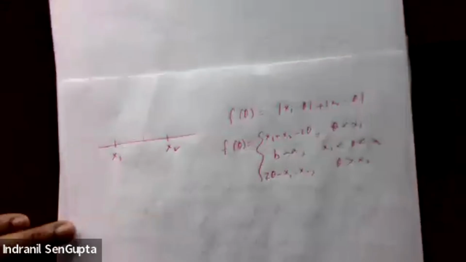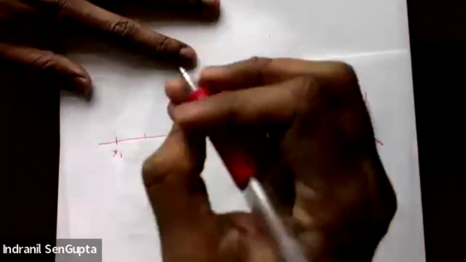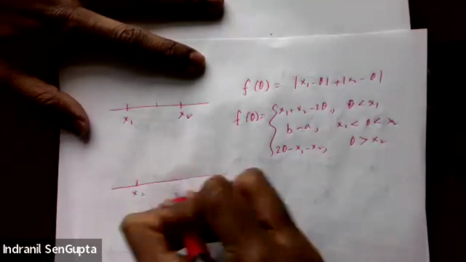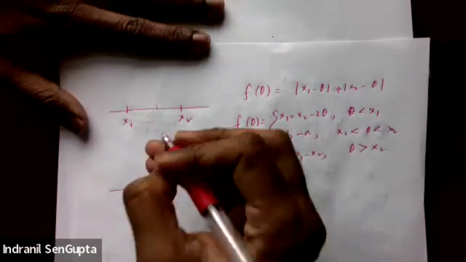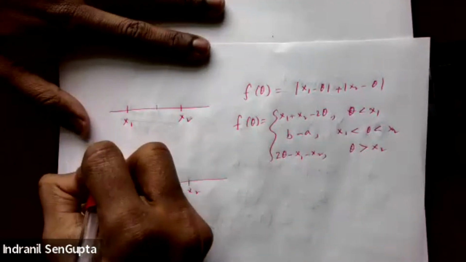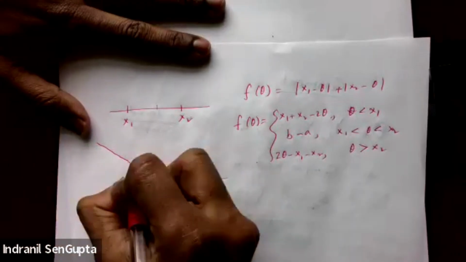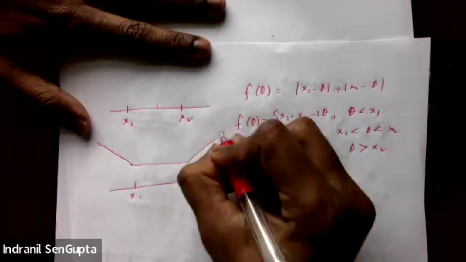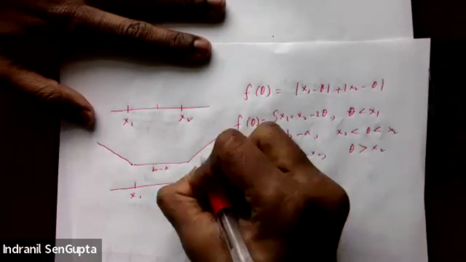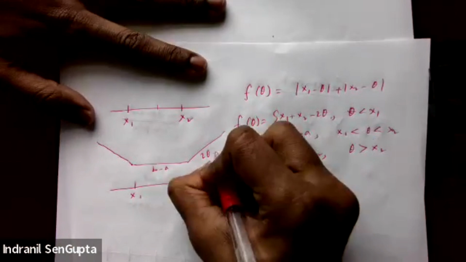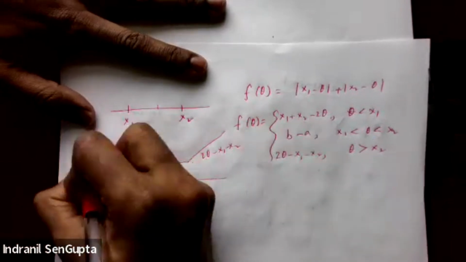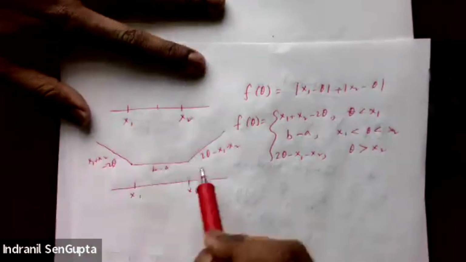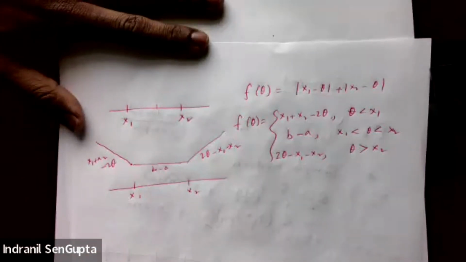Meaning that if I try to plot it here, it will look something like this. So if we have x1, x2 and I plot it, first it will have a negative slope, then here it's flat at b minus a, and then it's positive. So this is b minus a, this is 2 theta minus x1 minus x2, and here x1 plus x2 minus 2 theta. You see the slope is negative here, positive here, and in between it's flat.